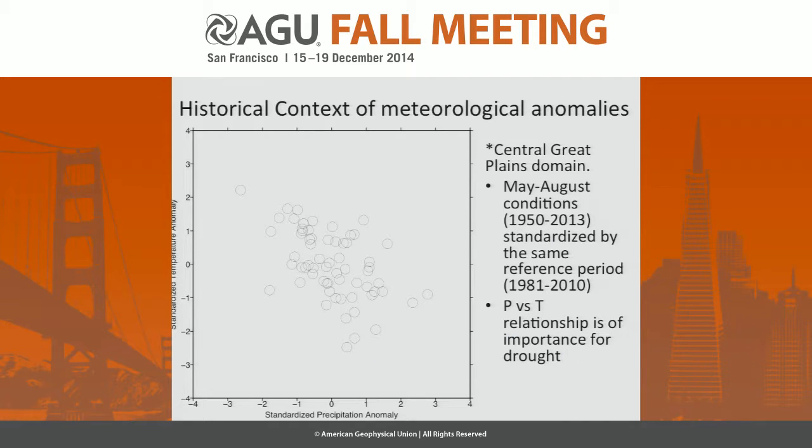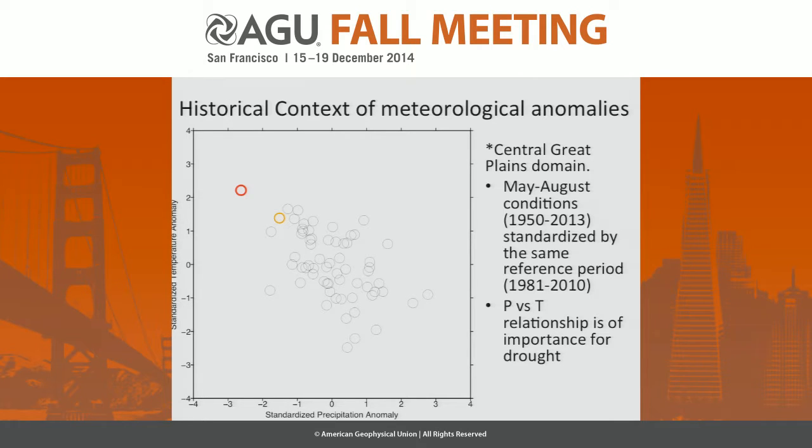Another way to contextualize the drought is simply a scatter plot. I don't know if you can see, you've got precipitation anomaly and temperature anomaly on the vertical axis. This is for the central Great Plains domain. Each point is a year. I've got 64 years up there, but they're all standardized by the same reference period. And you can really see that there is some relationship here between precipitation and temperature that I'll emphasize in the next few slides.